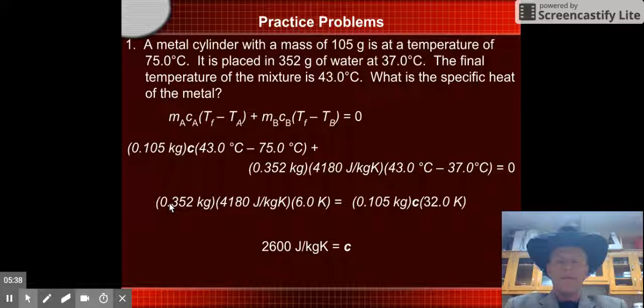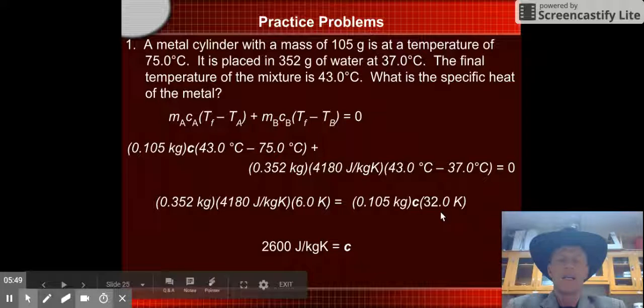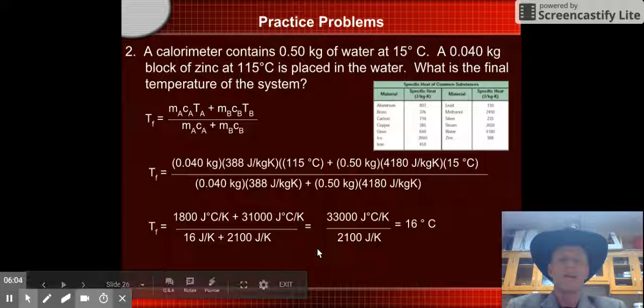So now we have this formula, and we could go straight to our calculator. This times this times this, divided by 0.105, divided by 32 to get 2600 to 2 sig figs, it looks like. Why 2? Oh, this guy's 2. So the specific heat of the metal is 2600 joules per kilogram Kelvin. Let's look at another example.